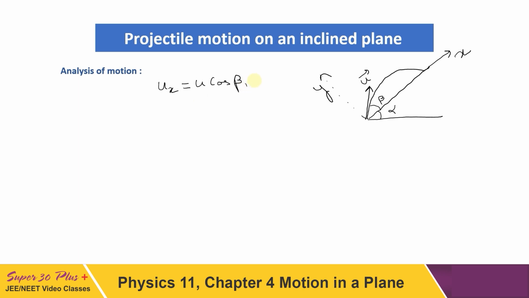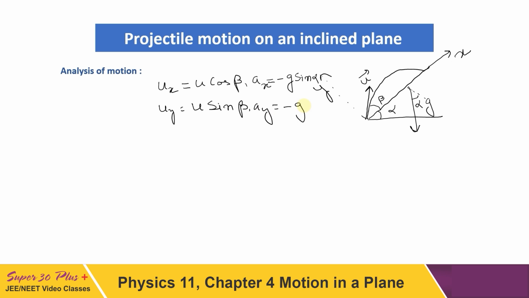And what about acceleration? Acceleration along the x-axis will be, now we know that acceleration always is in the vertically downward direction. So if this angle is alpha here, let us draw a perpendicular. This also would be alpha. And so g along the perpendicular direction, that is along the y direction, can be written as g cos alpha. So along the x direction it will be minus g sin alpha, which is along the negative of the x-axis. Similarly along the y direction I can write uy is equal to u sin beta and ay is equal to minus g cos alpha.